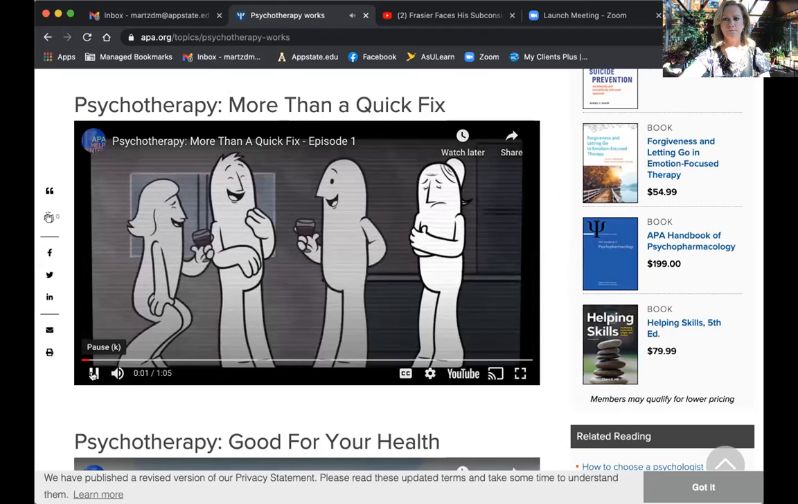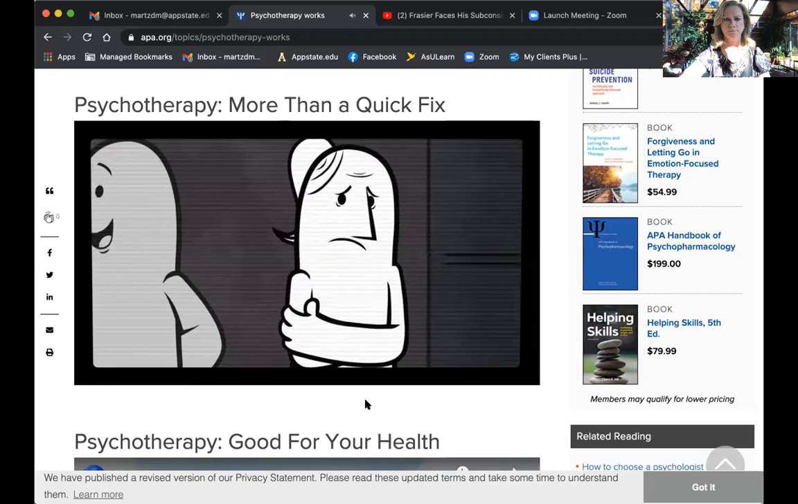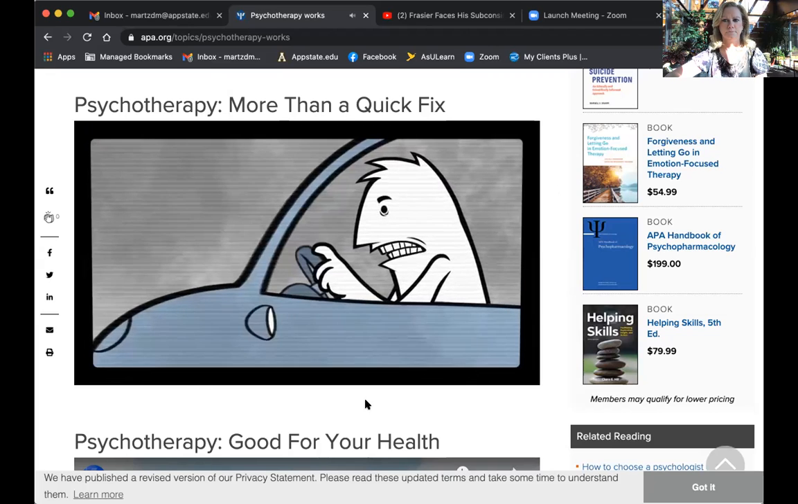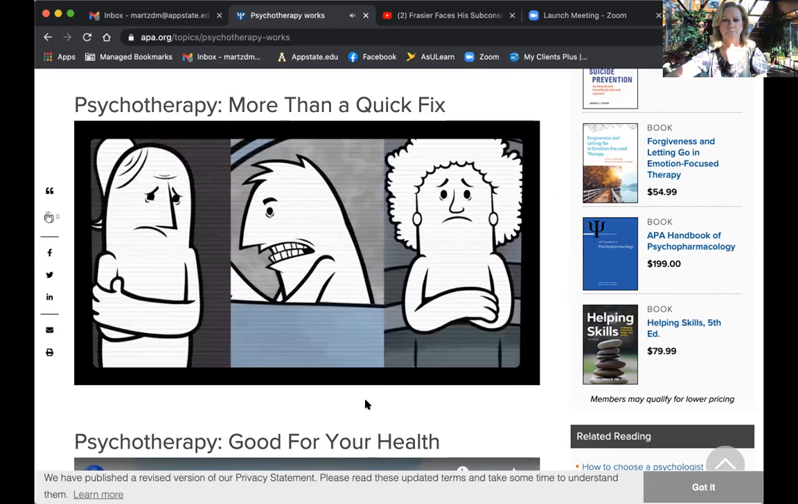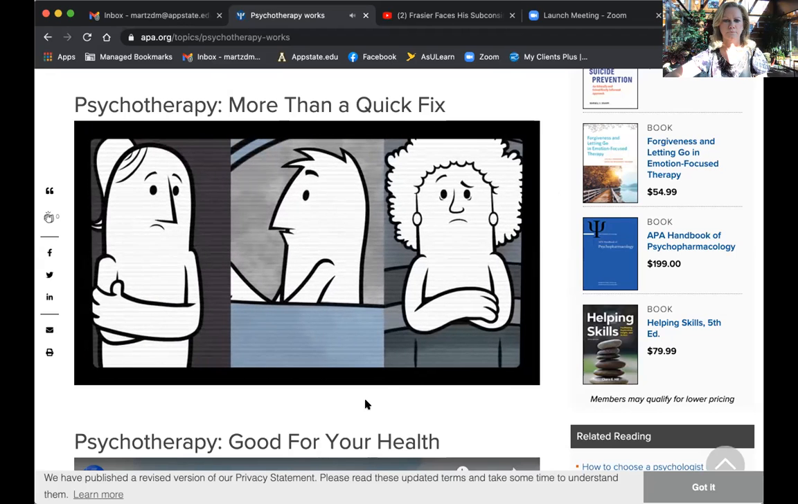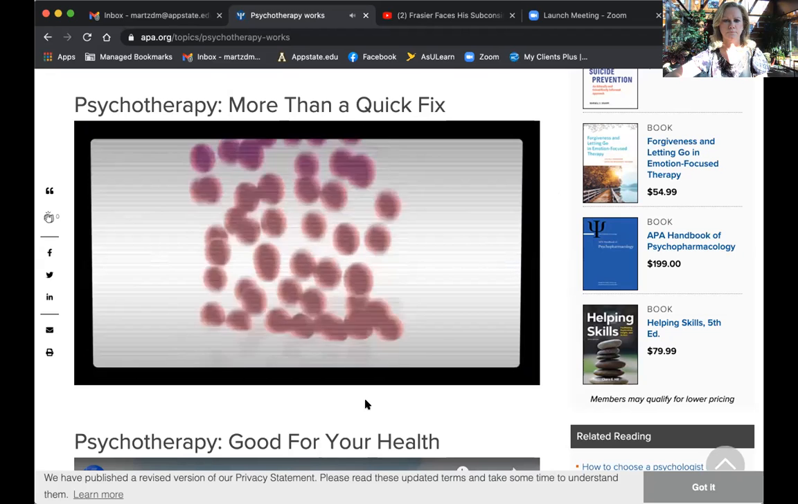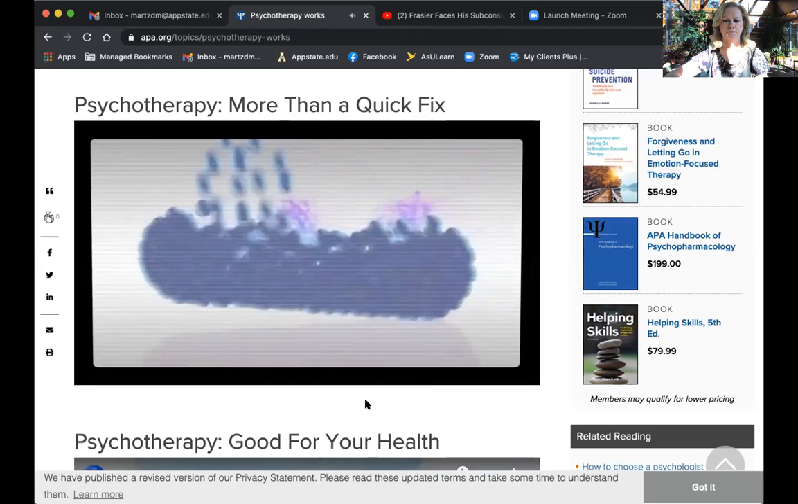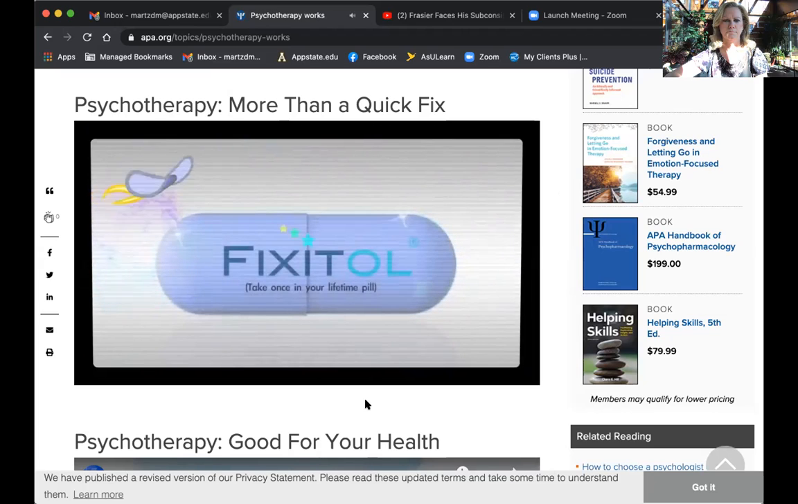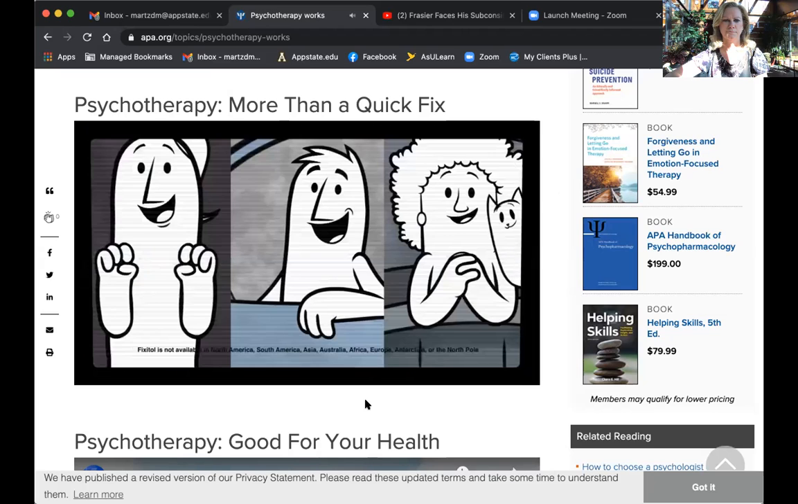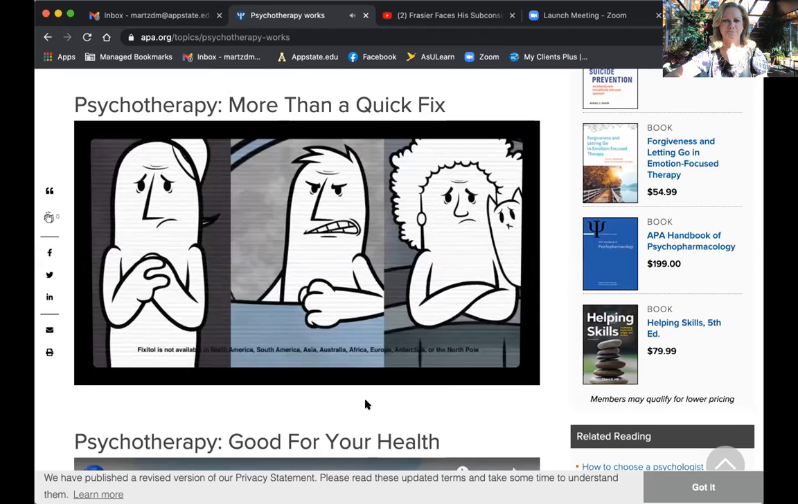If you're like most of us, you're no stranger to anxiety, stress, and depression. But what if there were a medicine that could take care of all these problems and many more, now and in the future? Introducing the pill you take once that makes you the best you can be. Fix-It-All. Fix-It-All is not available in North America, South America, Asia, Australia, Africa, Europe, Antarctica, or the North Pole.